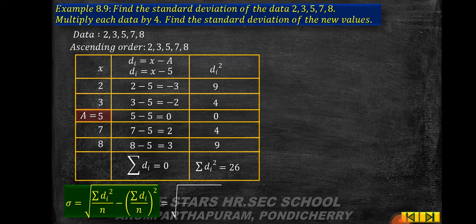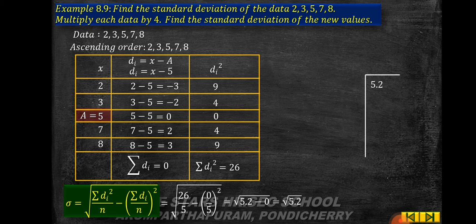So sigma is equal to root of summation di square by n minus summation di by n the whole square, which is equal to root of summation di square value 26 by 5 minus 0 by 5 the whole square. Here n is nothing but the number of given data. This is equal to root of 5.2 minus 0, which is equal to root of 5.2.